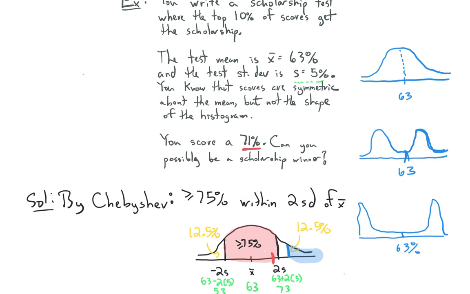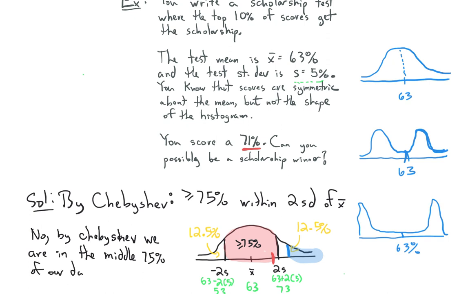So can we possibly be a scholarship winner? No. By Chebyshev. We are in the middle 75% of our data. So there's no way we can be in the top 10%.